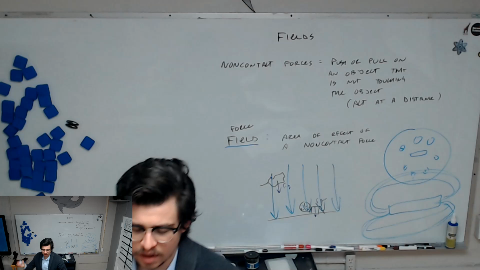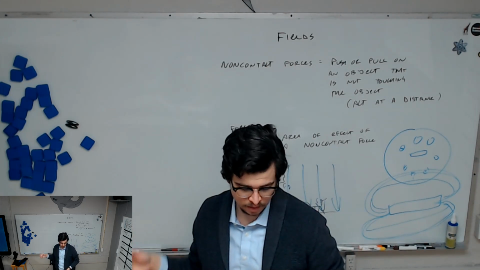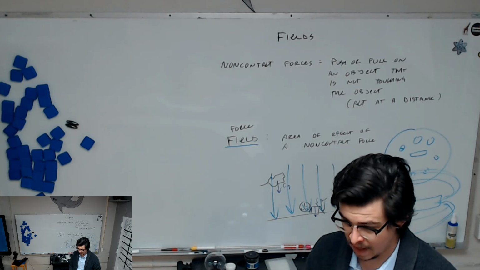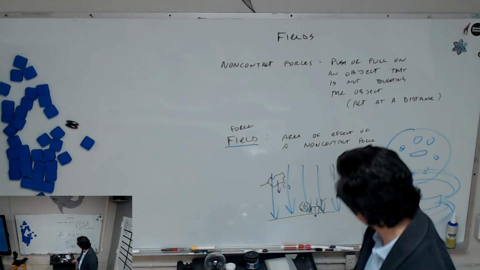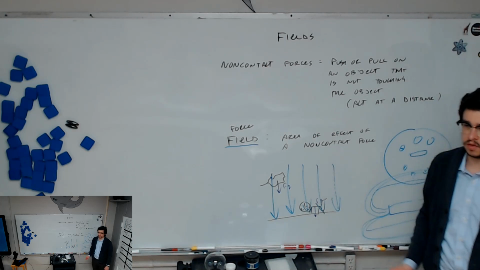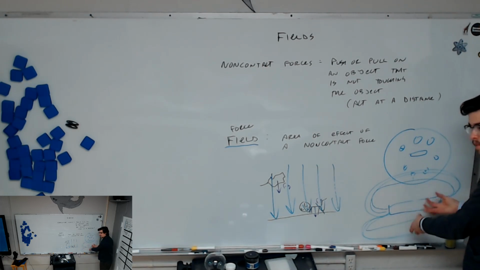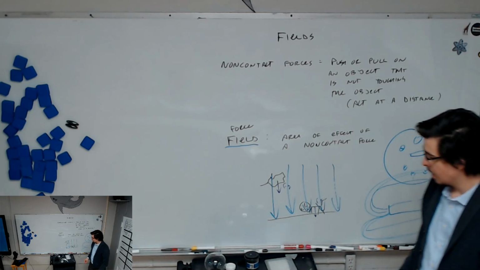Fields, you should write this down. These force fields, the non-contact force fields, have a three-dimensional shape. I drew this on the board, and obviously the board is two-dimensional, but they have a three-dimensional shape. It's kind of egg-shaped around the magnet three-dimensionally.